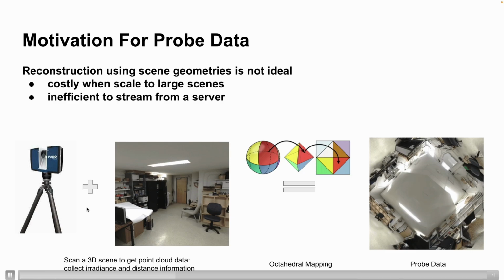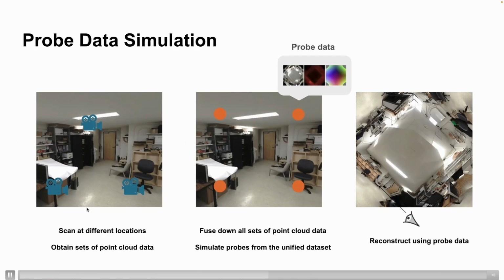We place a Faro scanner in a real-world scene. The scanner is able to capture 360-degree scene information, irradiance and distance, at high precision. Then, using octahedral mapping, we are able to obtain our probe data, which is a 2D image. In practice, we place the scanner at multiple locations to fully capture the environment. Next, we fuse all sets of point cloud data into a consistent representation. In this way, we can simulate probes at any location and as many as we want.